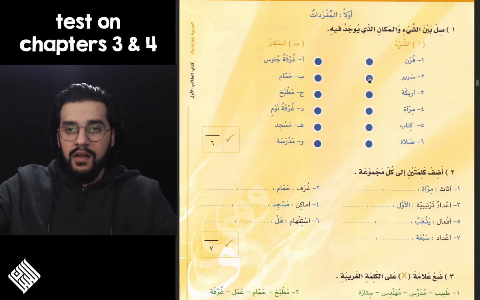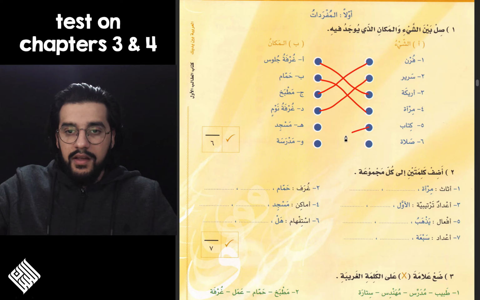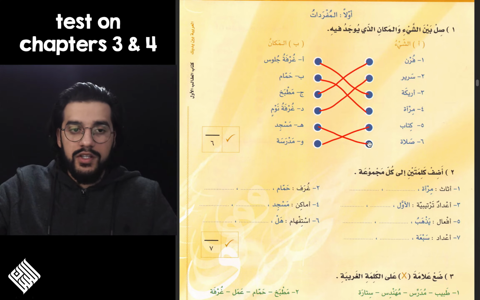Alright. Now, of course, furn is an oven, so it's found in matbakh. And then we have sarir, bed, so غرفة نوم. Arika is a sofa, so غرفة جلوس. Mir'ah, of course, is found in hammam. And then kitab would be madrasa, and salah would be, of course, in the masjid. Alright, that's question number 1.